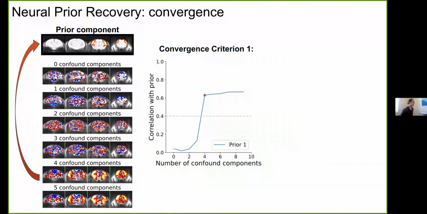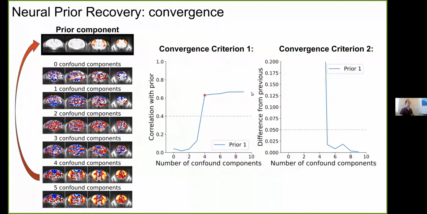Now, on this slide, I'm quickly covering how this process can converge, providing an example in one scan. On the left, I'm showing how the final output changes depending on the number of confound components fitted, and eventually you do recover the network of interest. I'm showing in the middle the same thing, where on the y-axis you have the correlation between the output and the prior component, and you can see eventually it plateaus.